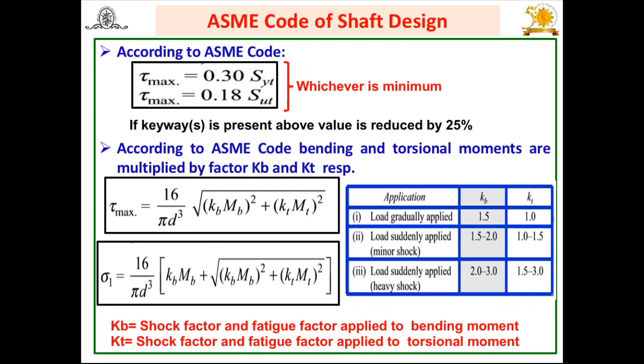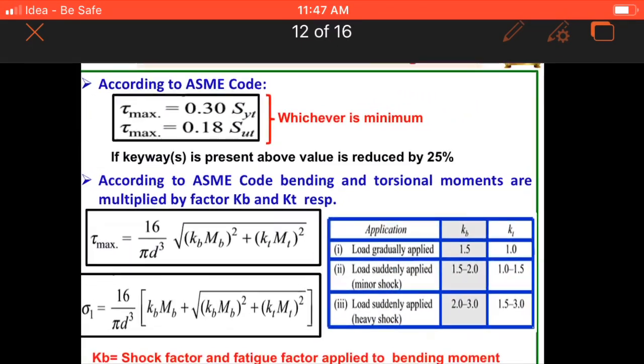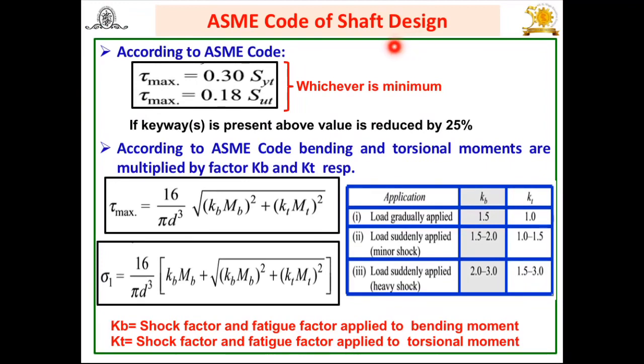Now let us see another important point, the ASME code for shaft design. While designing shafts you have to take care and use the ASME code of shaft design. ASME means American Society of Mechanical Engineers. According to this code, we have to find out the maximum permissible shear stress, tau max. This tau max is calculated by considering 30% of SYT and 18% of SUT, and whichever is minimum, that we are going to use in the calculation.